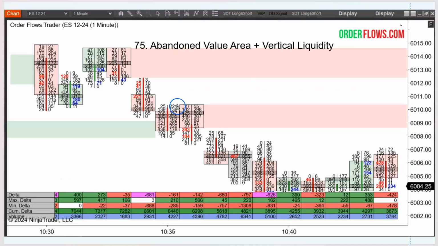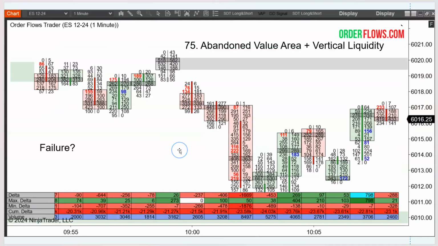Okay. You see it right here. Let's see if I can turn this arrow here. It's right here, right? Here's your abandoned value area. Here's your vertical liquidity, right? 425, 446, 225. And again, 250, 200. It's up to you what you want to use. I think the default on my software is set at 200.